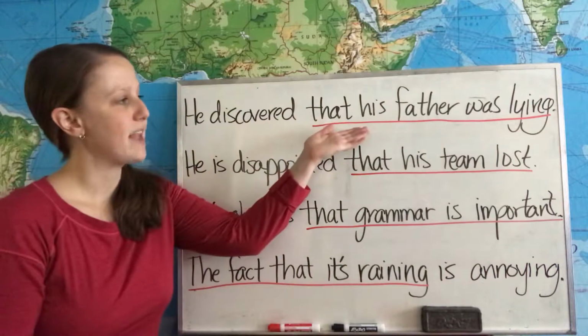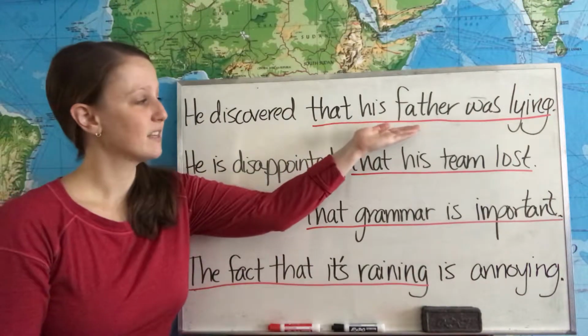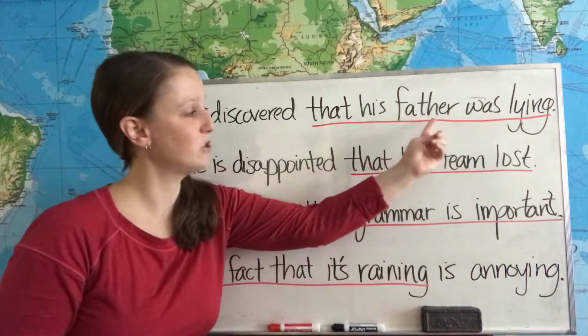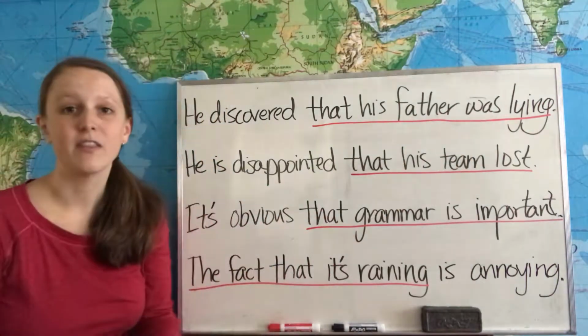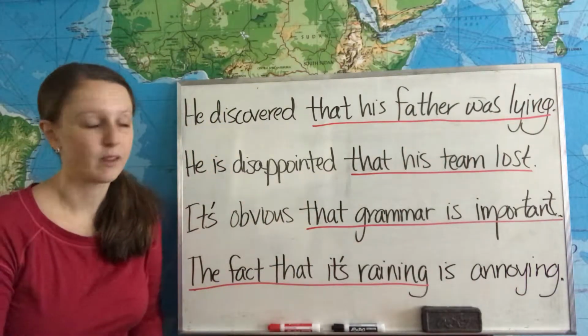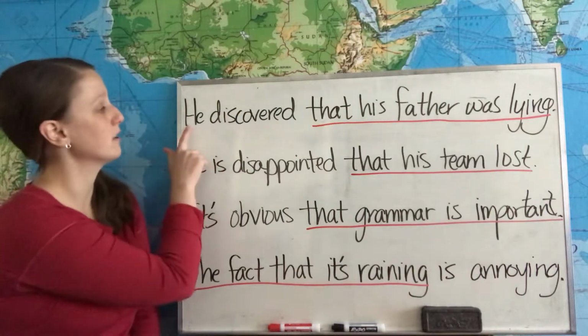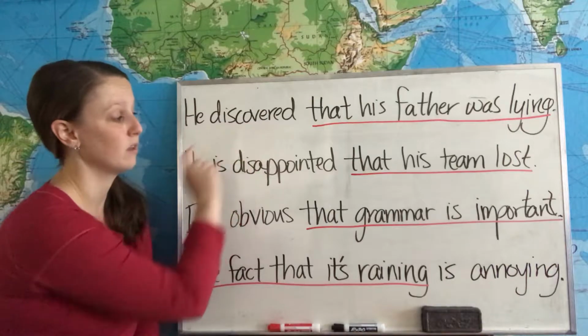You'll notice that this noun clause has a sentence word order. His father was lying. We have a subject and verb for this noun clause. So our first example is of noun clauses after a subject and verb.